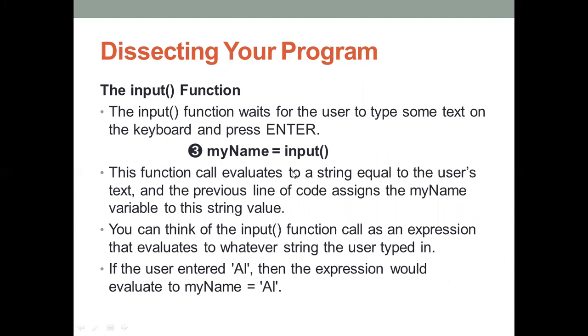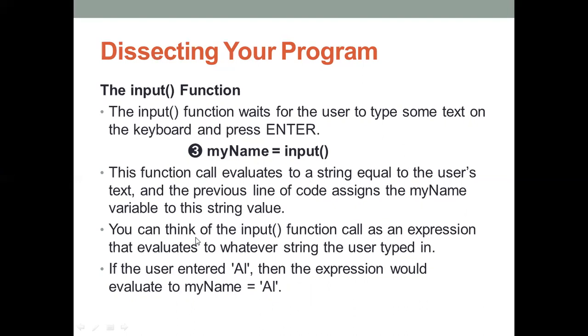You can give any type of input. Why? Because Python is a dynamically typed language. If you give 42, it will store 42. Python itself understands that 42 is an integer and stores it inside this variable. That's why we are not mentioning any data type: dynamically typed. Whatever value you enter, it will reserve memory for that. This function call evaluates to a string equal to the user's text. In the previous line of code, it assigns the string value to the my name variable.